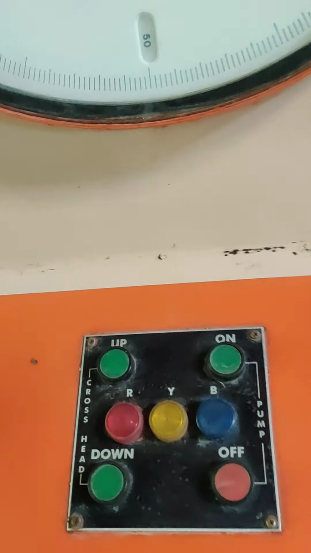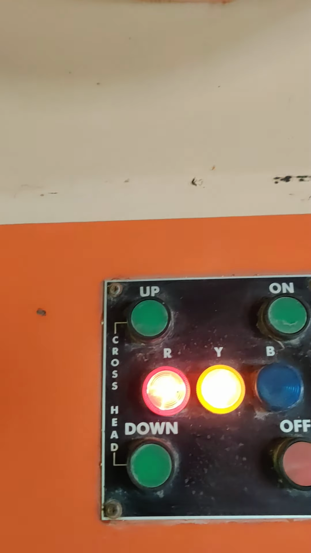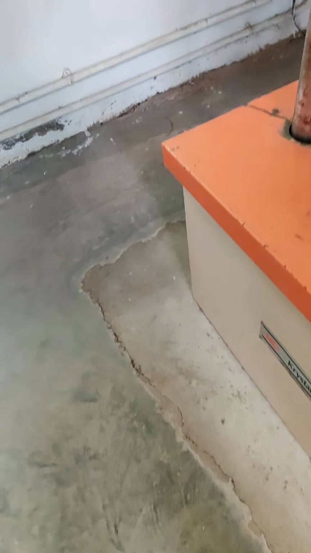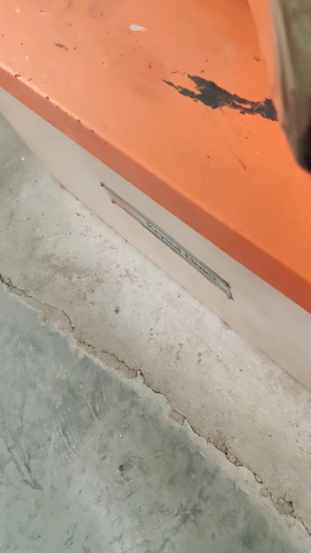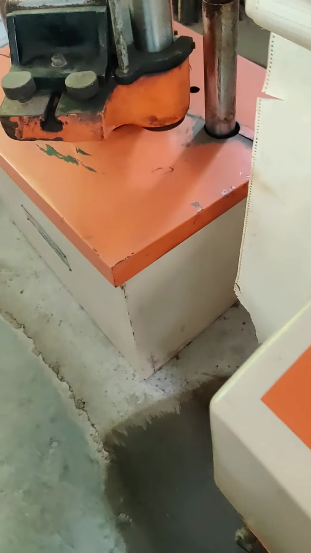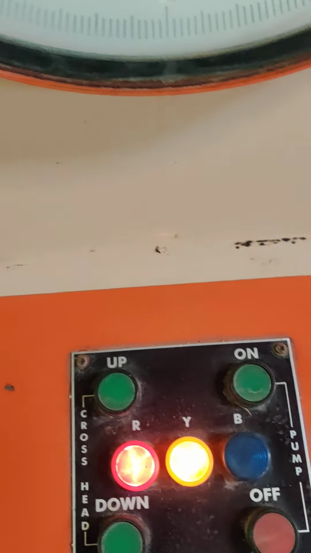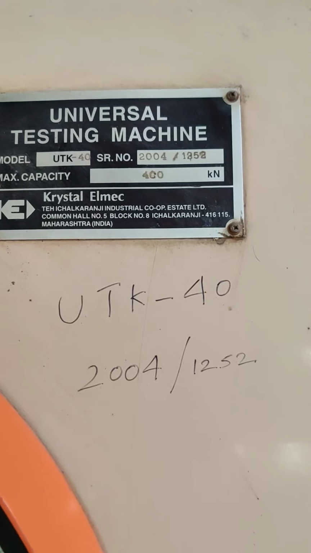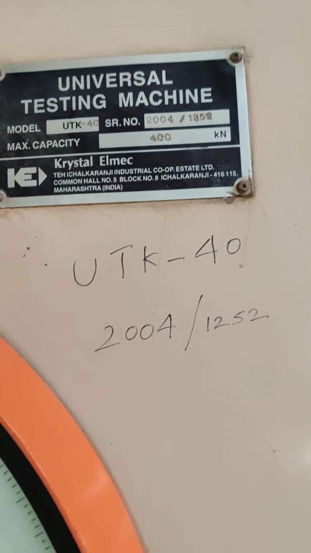And this is a valve which we can open and close. This valve is used for delivering the hydraulic oil, the hydraulic fluid, to this tank, and through this hydraulic fluid the load is applied on the specimen. In our college, the UTM machine capacity is 400 kilonewton. You can see the capacity also. The model is UTK 40.